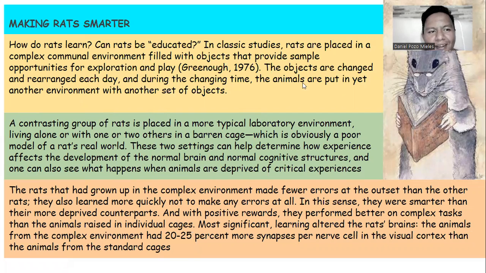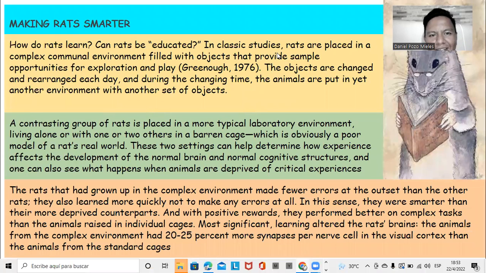Okay, one of the clearest examples that scientists have used to help people understand how people learn has been trying to make rats smart. They tried to show that rats can be smarter. So the questions come up: how do rats learn? Can rats be educated? In classic studies, rats are placed in a complex communal environment filled with objects that provide ample opportunities for exploration and play.